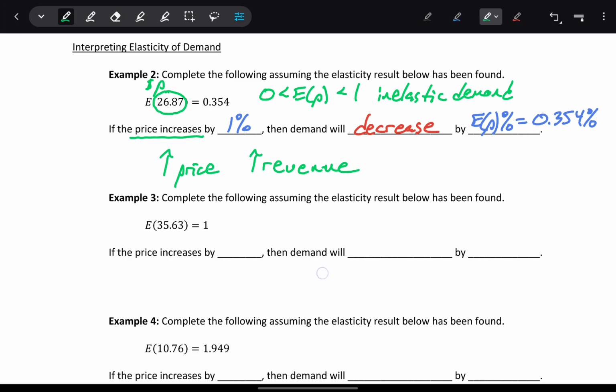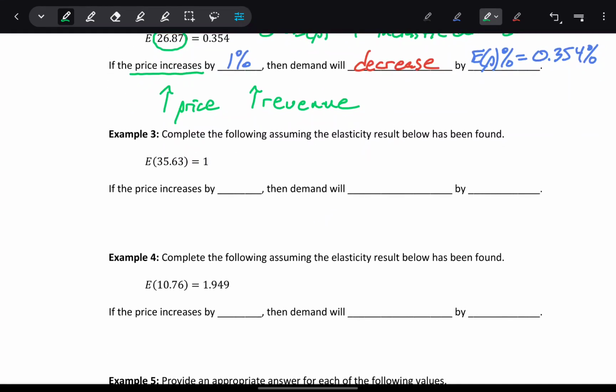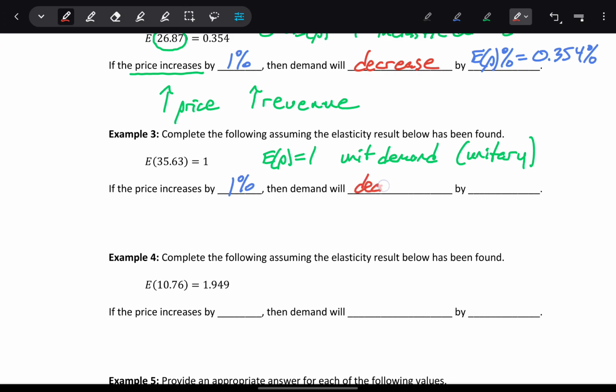In example 3, we have a value where our elasticity is equal to 1. Anytime we have an elasticity equal to 1, we refer to that as unit demand, or we could say that demand is unitary. In this case, we're saying that if we increase price by 1%, demand will still decrease, because there's always that inverse relationship, by E of P percent, which is 1%.